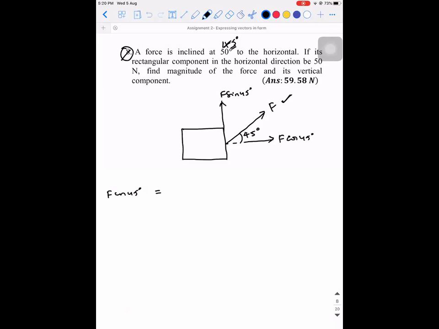So the horizontal component is given as how many Newton? 50 Newton. That implies F divided by root 2 is equal to 50. Then what will be the value of F? So force is going to be 50 root 2 Newton, right? So if it is 50 root 2 Newton, what will be the vertical component?